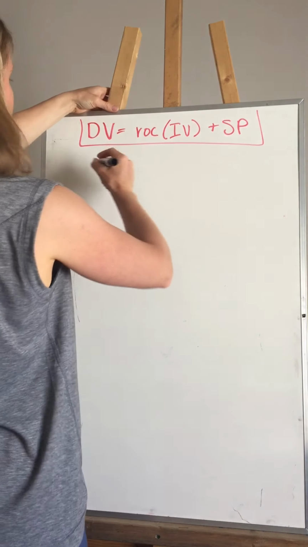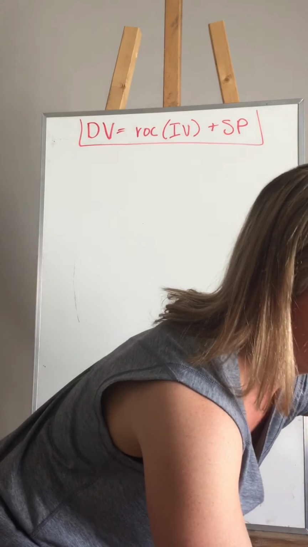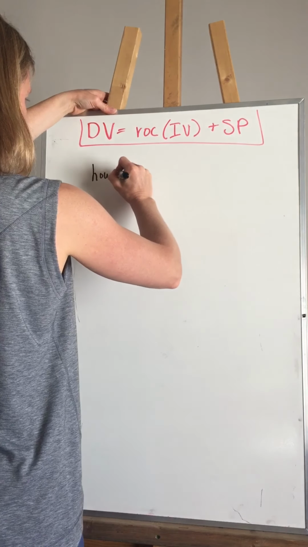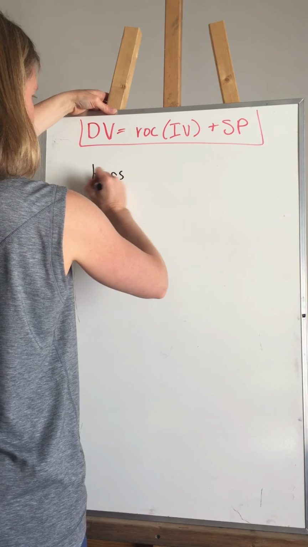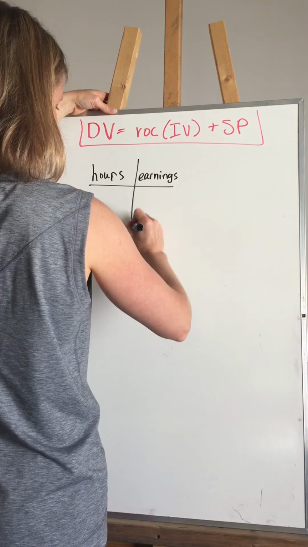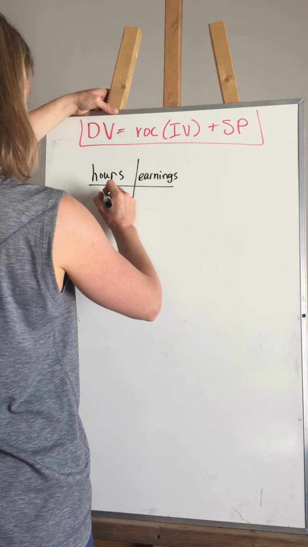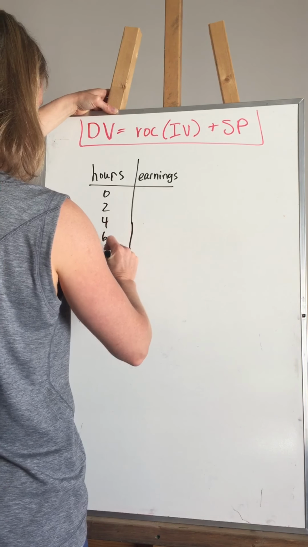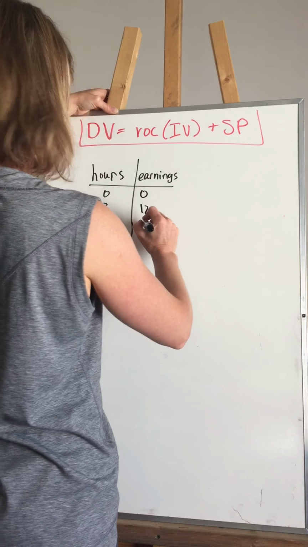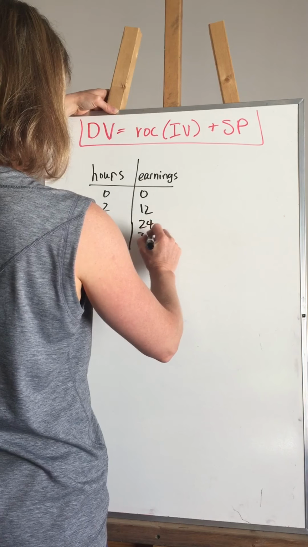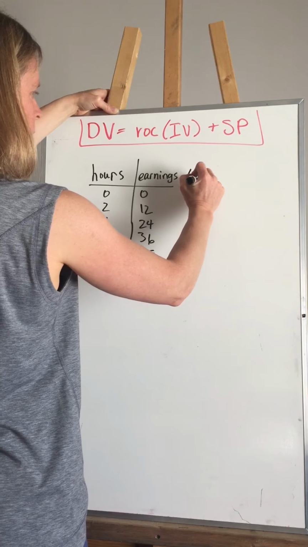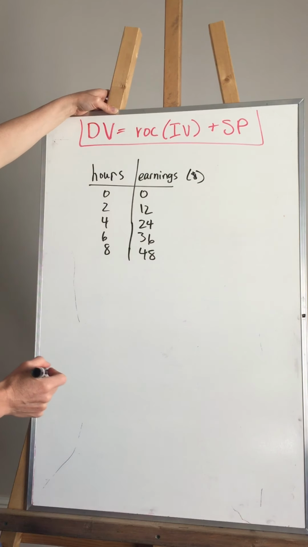Okay, so this is for Kohl's earnings. Here we go. We've got hours and earnings. And this is going up by 2, so 0, 2, 4, 6, 8, and 0, 12, 24, 36, 48. Okay, this is in dollars, and this is in hours, obviously.